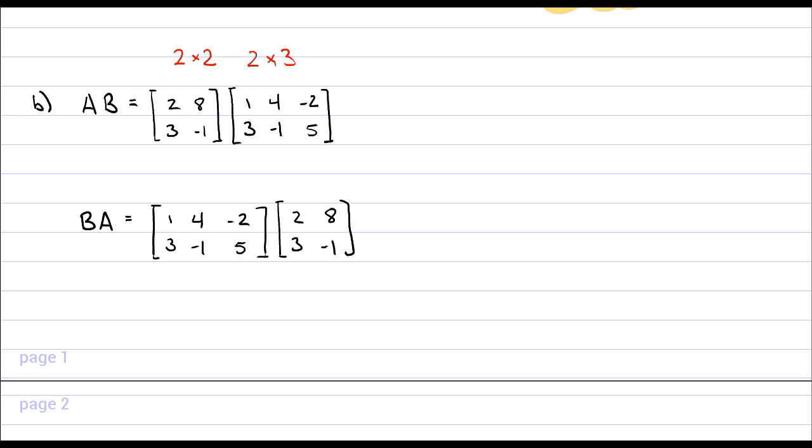Then, to see if I can actually do the multiplication, what I need to do is make sure that the middle two numbers match, that they are the same. In this case, they are 2 and 2. Those do match, so I can do the multiplication. And the size of the resulting matrix is given by the 2 leftover numbers. So the resulting matrix here is going to be 2 by 3.